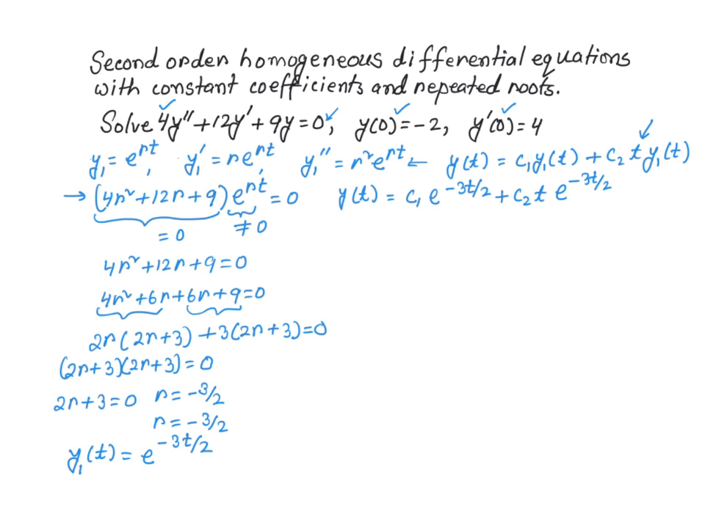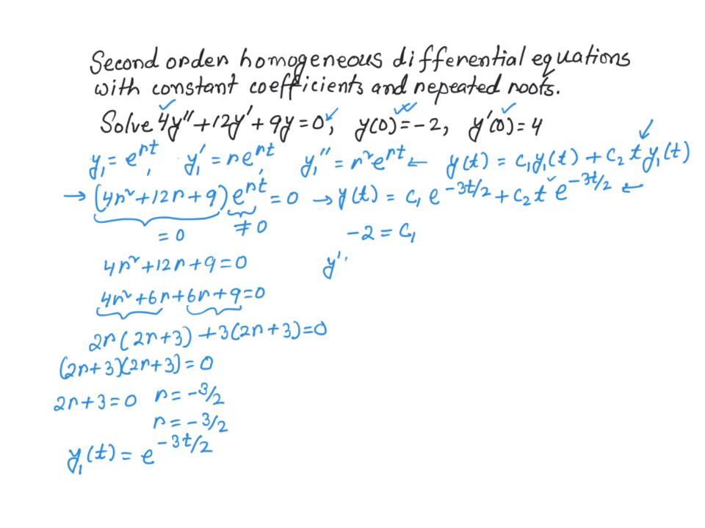Now I could go ahead and apply the initial condition. y(0) is equal to -2. That's going to give me right away -2 is equal to c1. The second term is going to vanish because of the presence of t, since t is equal to 0. So that's one coefficient.